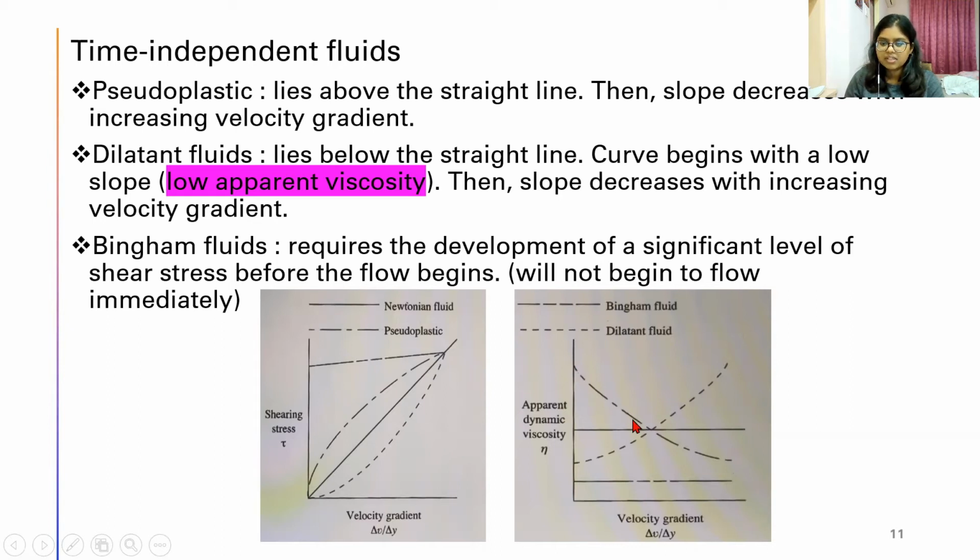Once flow starts, there is an essentially linear slope to the curve, indicating a constant apparent dynamic viscosity. So this is the constant straight line here, which indicates apparent dynamic viscosity, indicated by the Greek letter eta. An example of Bingham fluids could be ketchup. When you shake a bottle of ketchup, the ketchup will not come out immediately. So it requires a significant amount of shear stress for it to come out.